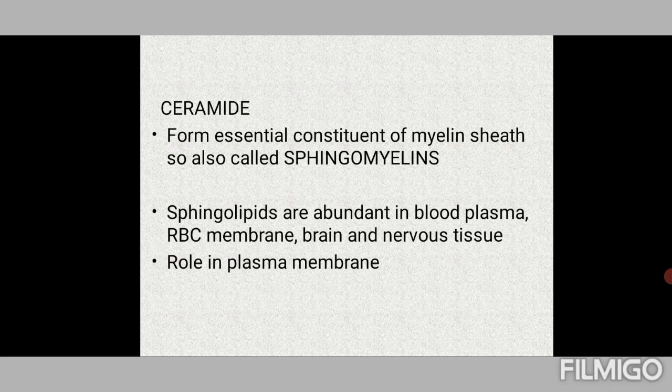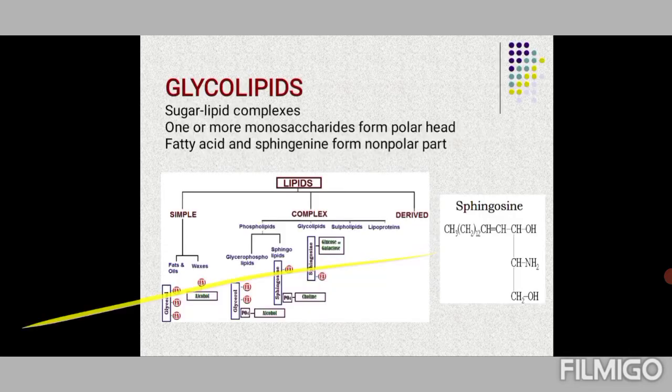Sphingolipids are abundant in blood plasma, RBC membrane, brain and nerve tissue. It forms the structure in myelin sheath also. It has a role in the plasma membrane. So just like other phospholipids, it has got varied roles, as we can see. And then we go to glycolipids. The simple lipids are over, phospholipids are over, and we move on to the complex lipid, the glycolipids, which come under the complex lipids.